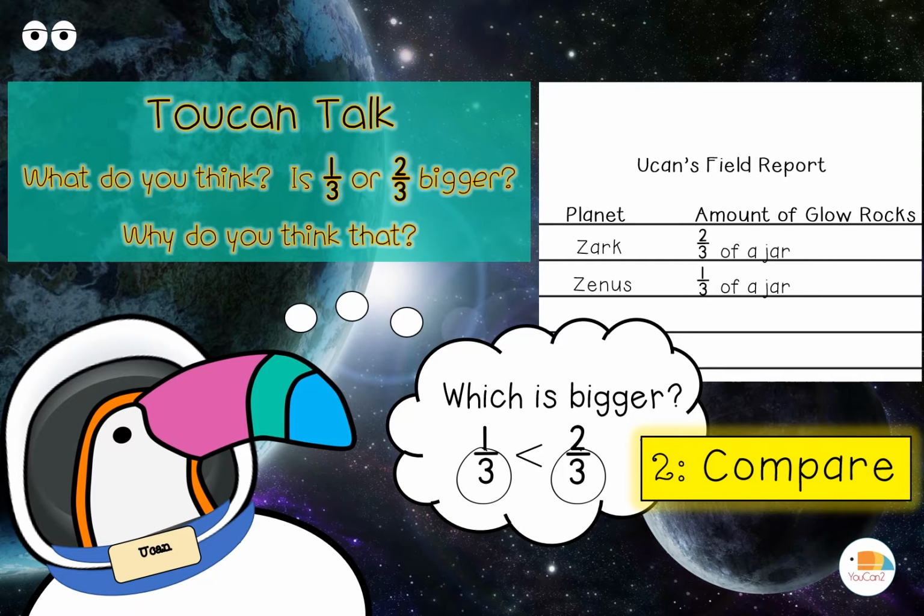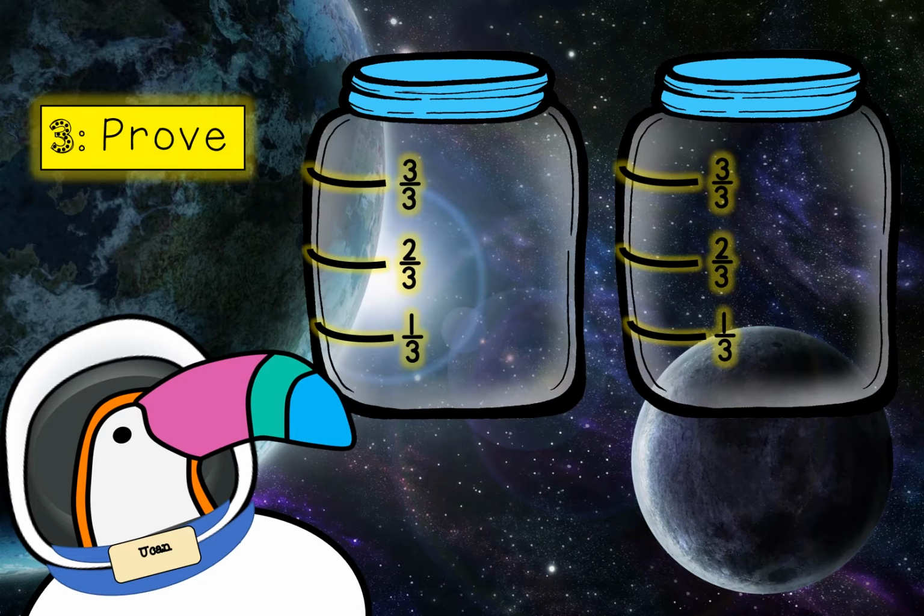So now it's time to compare. We were talking about our denominators and that they are the same. That means that each of our wholes were partitioned into parts that are the same size. So if I'm talking about one of those parts, it must be less than 2 of those parts because those parts are the same. You're still not believing me? It's time to prove it.